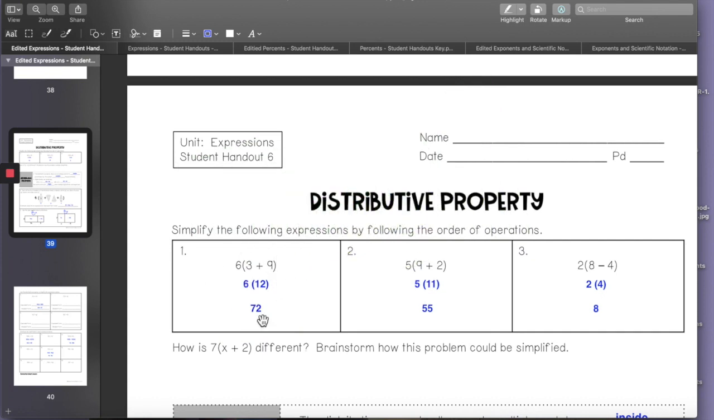So, in number 1, we have 6 being multiplied in parentheses by 3 plus 9. So I'm going to do my parentheses first. I'm going to get an expanded form of 6 times 12, and 6 times 12 is 72.